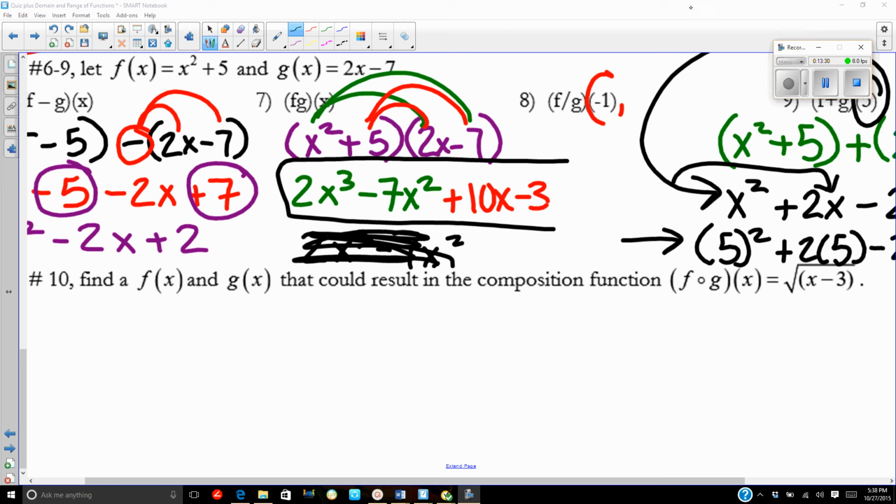All right, number 10. There's one question like this on the test. We didn't do a lot of this in class, but essentially we're just working the first few problems backwards here. They give us f of g of x. They want us to come up with a function for f of x and a function for g of x. So essentially this one we're starting with the function f of x.